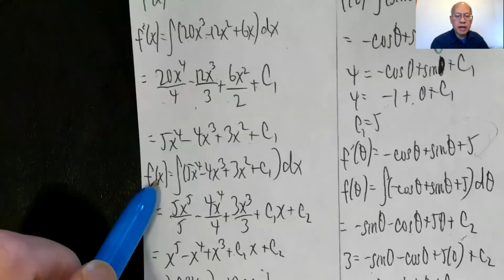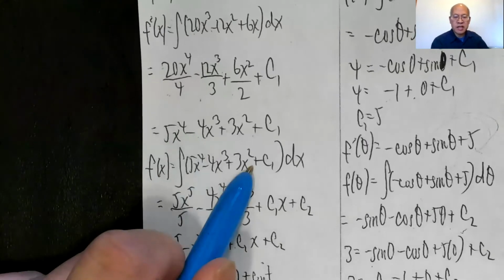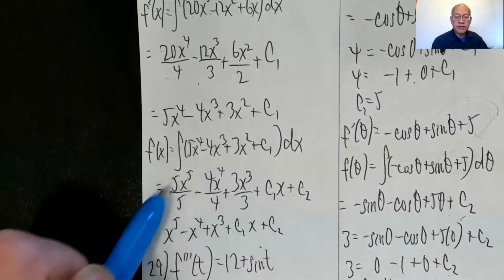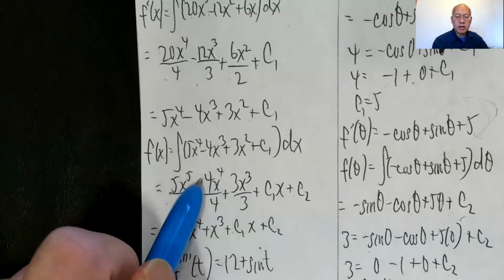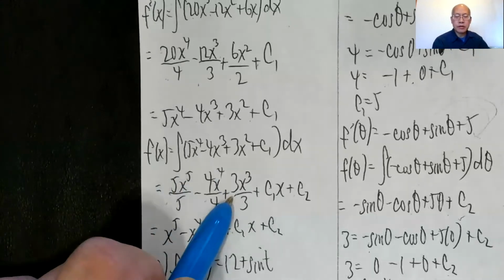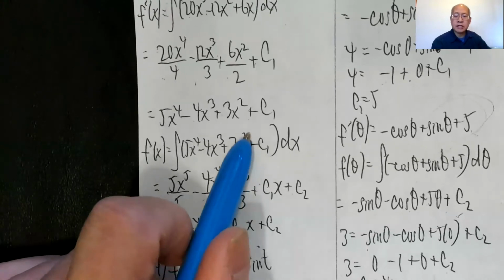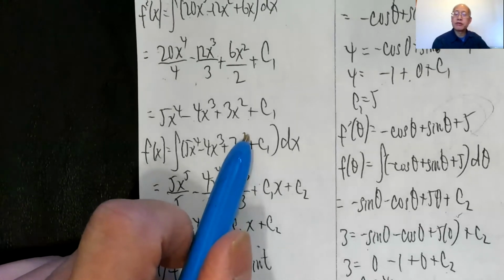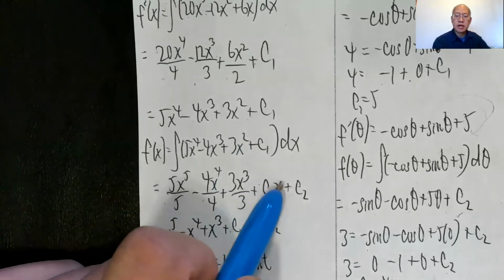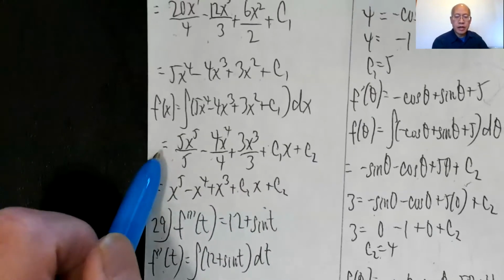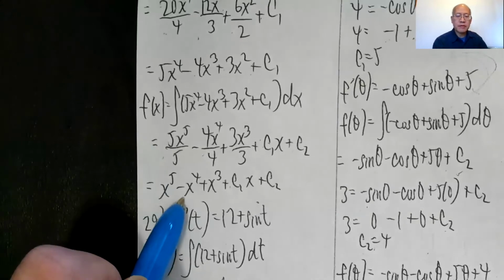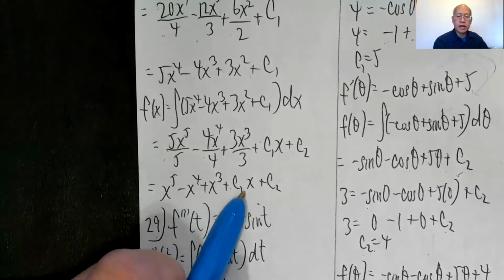So I integrate one more time to get f of x. So integrate this thing. Integral of this is 5x to the 5th over 5 minus 4x to the 4th over 4 plus 3x cubed over 3. The integral of c1 is c1x. Integral of 3 is 3x. Integral of c1 is c1x plus another constant c2. And notice a nice cancellation. x to the 5th minus x to the 4th plus x cubed plus c1x plus c2.